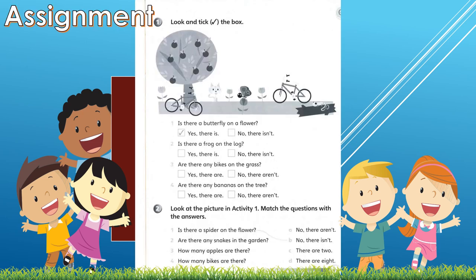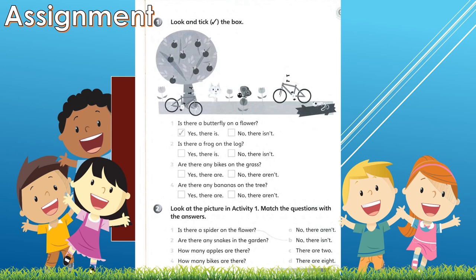Page 73. Look and tick the box. Look at the picture and tick the box. Can you see the picture? I can see bikes. I can see a tree. It's a fruit tree. I can see something on the log. What's that? It's a lizard, or is it a frog? What is it? Okay, now you will do this assignment here. Can you also see the butterflies? So for number one, is there a butterfly on a flower? That's already been ticked. It's already been checked that yes, there is.